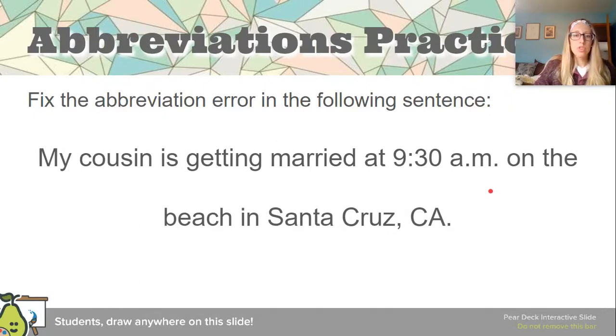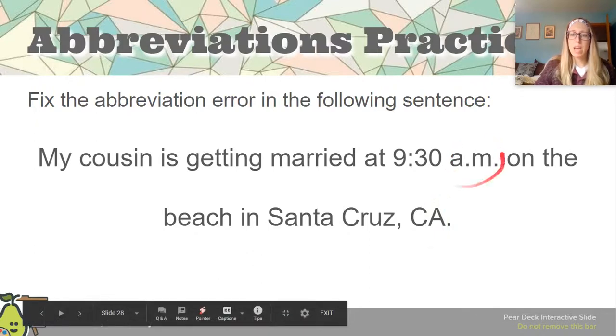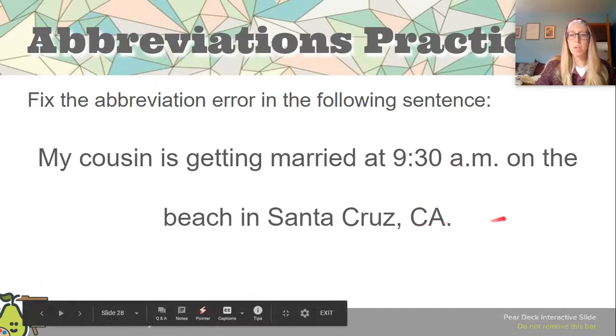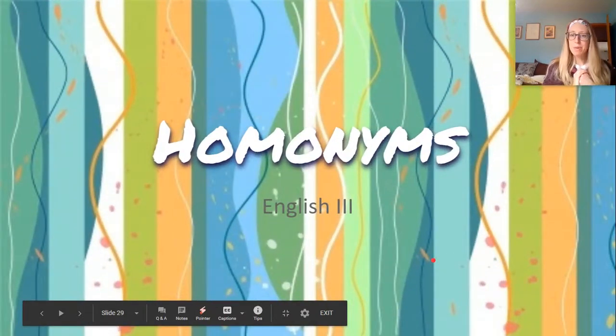Okay, this one, we have 2 abbreviations. We've got AM, and then we've got CA for California. So this AM is obviously fine, but abbreviating California, we would want to spell it out. If we're writing formally, we wouldn't want to abbreviate it. Okay, and that was it for abbreviations.